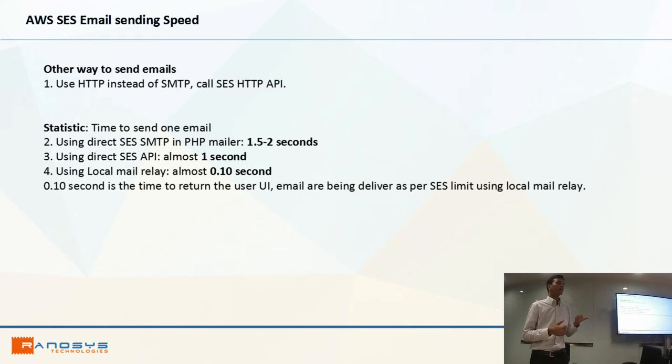Using the direct SES API, it takes almost 1 second, 0.8 to 1 second, because it allows you to continue the script execution, and in the callback method you can receive your response whether it is delivered or not. While using a local mail relay, it's negligible. Only 0.10 seconds it takes to send one email, and your script execution continues. And internally, the sendmail package is sending using the SES API.